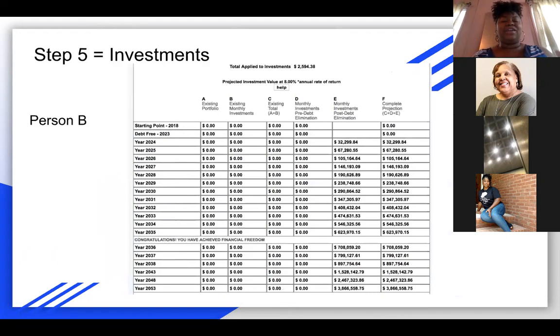So let's take advantage of this tool. Let's start thinking and walking in the fact that we are going to retire and we're going to have investment portfolios a lot sooner because we started now. If you start now, you don't have to worry about later.